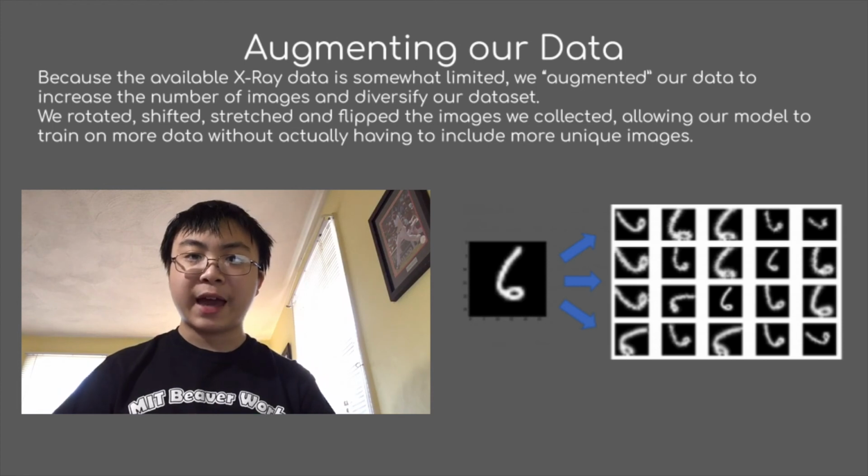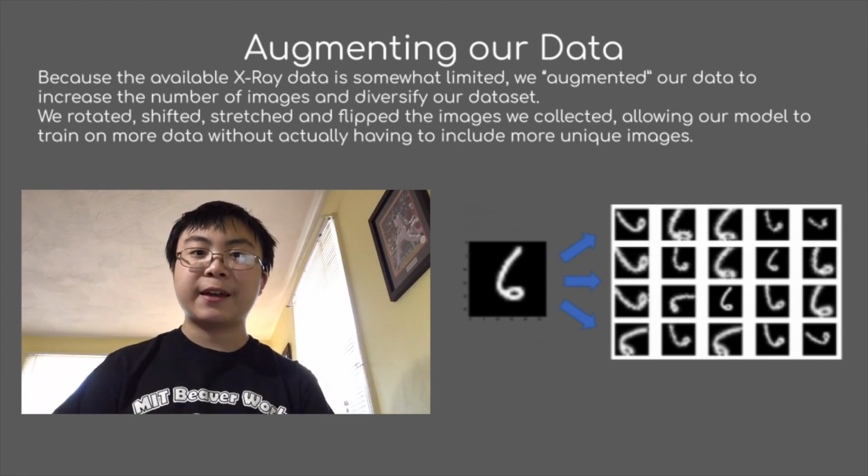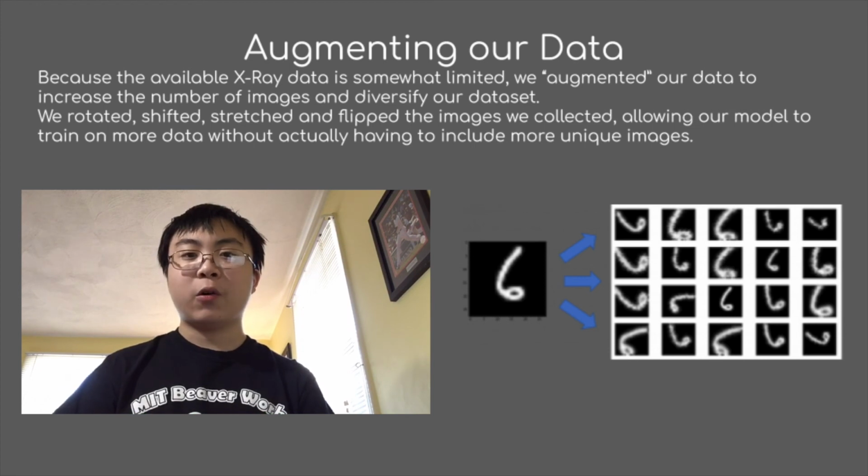Because the amount of data we had was somewhat limited, we had to augment our data to increase the number of images and diversify our dataset. We randomly rotated, stretched, scaled, and shifted our images in order to provide a more diverse dataset for our model.